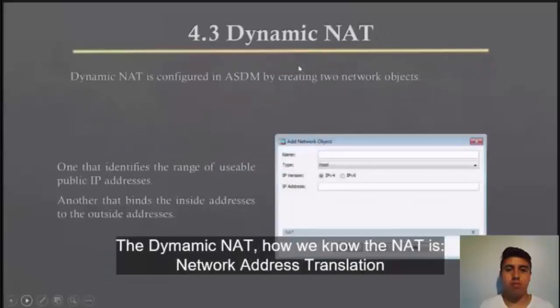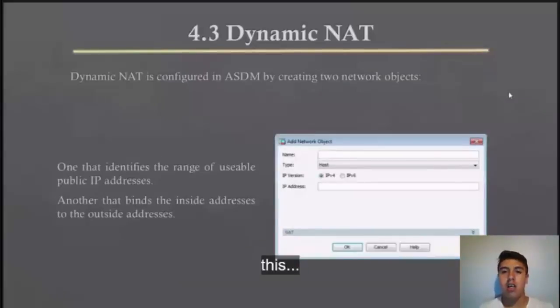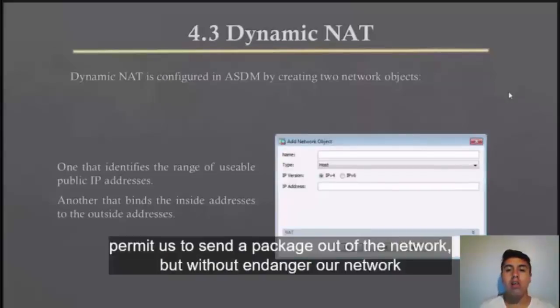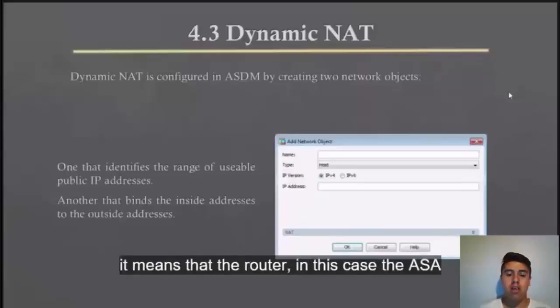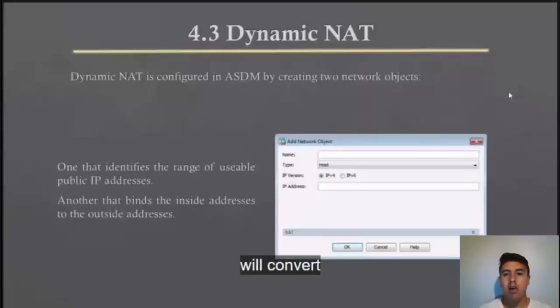The dynamic NAT, how we know the NAT is the network address translation. This tool permits us to send a package out of the network, but without endangering our network. It means that the router, in this case the ASA, will convert the private network to a public network.